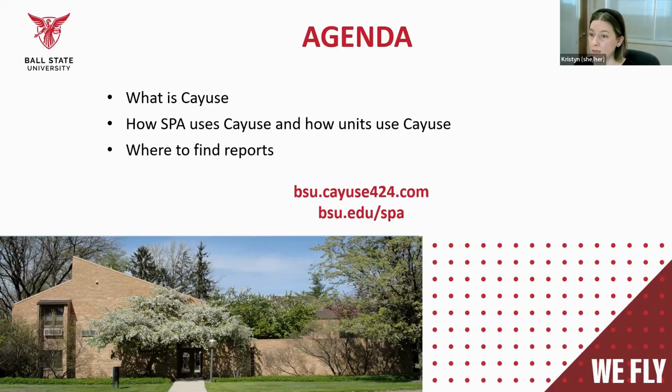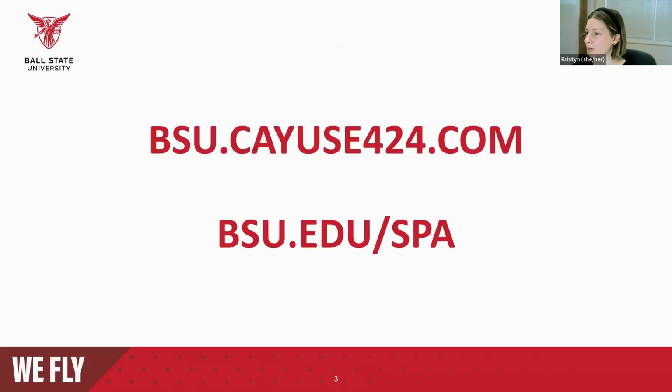And if you're not a principal investigator or a unit approver or a proxy and you need access to CAYUSE, maybe to just pull documents or reports, that is something that SPA has to do manually. So you would reach out to your assigned proposal manager, which you can find on the website.